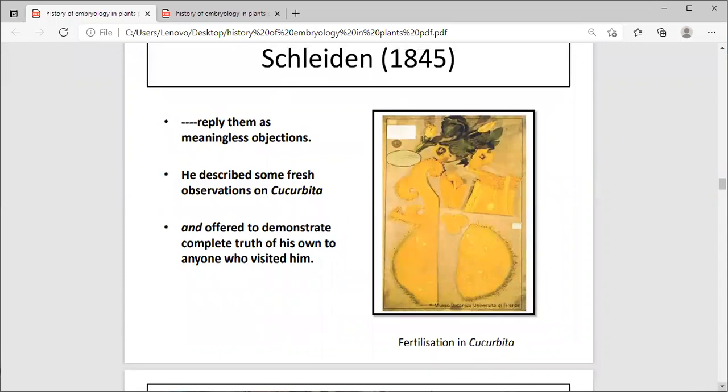history. Again in 1845, Schleiden replied to them, calling it a meaningless objection. He described some fresh observations in Cucurbita, and he offered a demonstration of the complete truth of his own view to anyone who visited. In the Cucurbitaceae family, after the Orchidaceae, he observed some artificial pollination, and then he put forward some kind of theory.